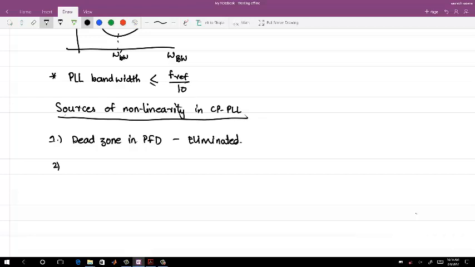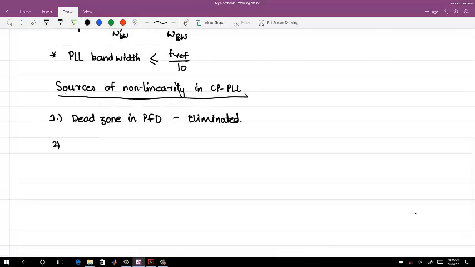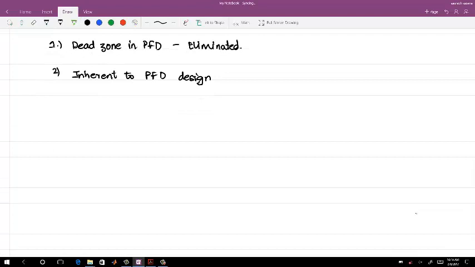Now, other than that, there is actually another nonlinearity in the PFD, which is intrinsic, or inherent, to the PFD design. So let me say what this nonlinearity is and how it comes.